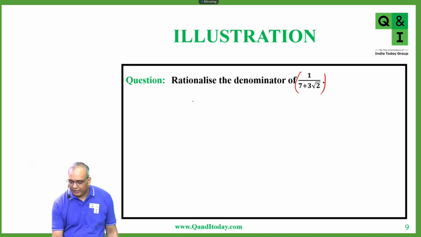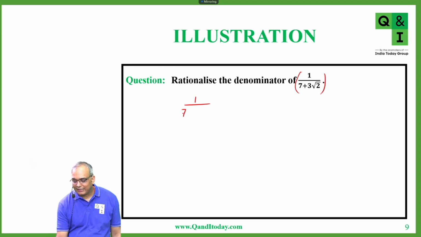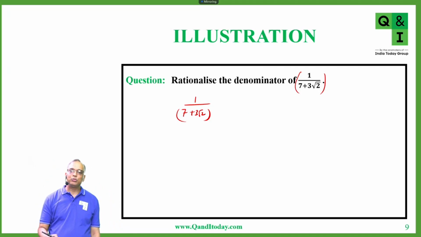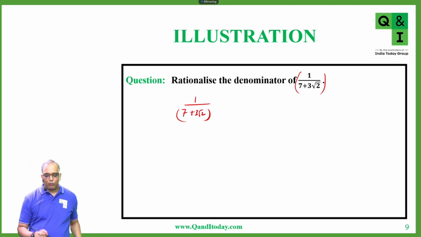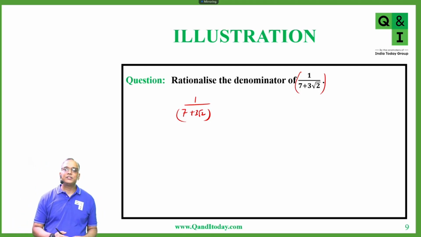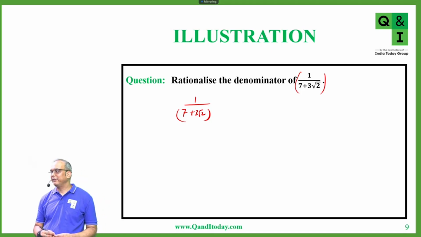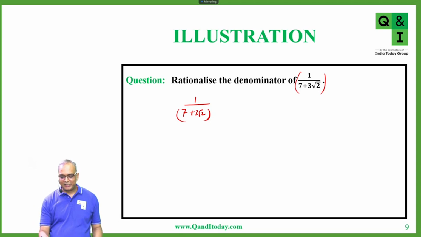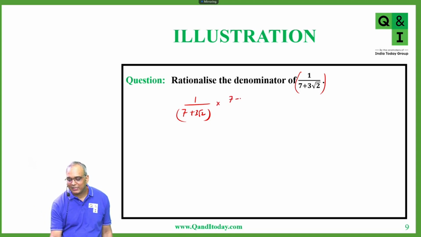So if you see here, we have 1 by 7 plus 3 root 2. Now, what is the conjugate of 7 plus 3 root 2? Quickly, you can unmute and tell me the answer as well. What is the conjugate of 7 plus 3 root 2? 7 minus 3 root 2. Very good, Anya. So it is 7 minus 3 root 2. So to rationalize the denominator here, we will multiply it by the conjugate, that is 7 minus 3 root 2, in both numerator and denominator. Is this clear to everyone?